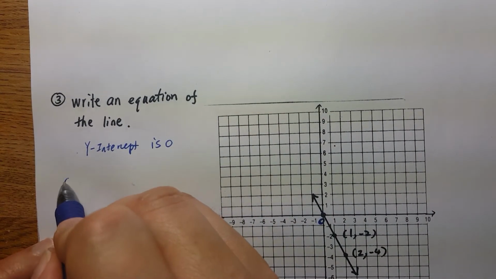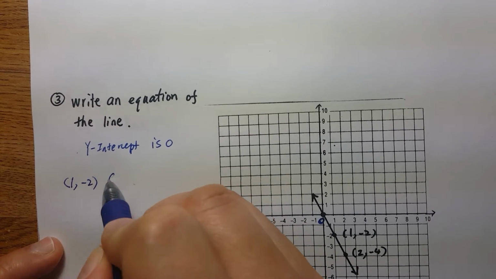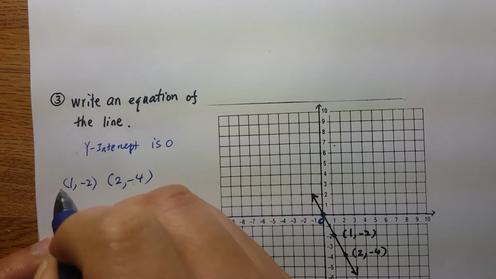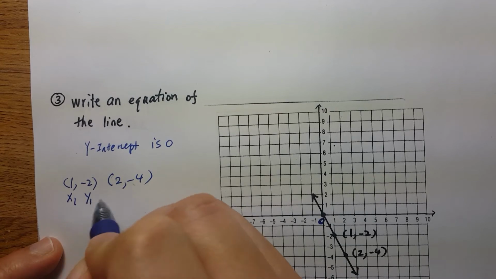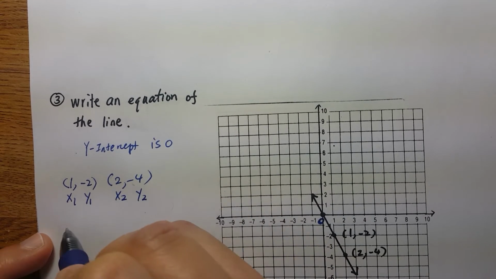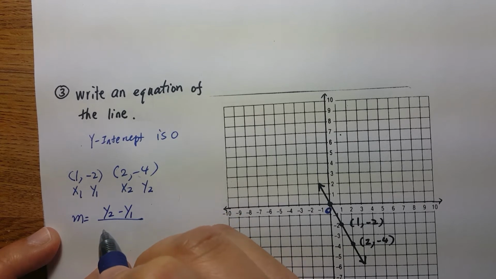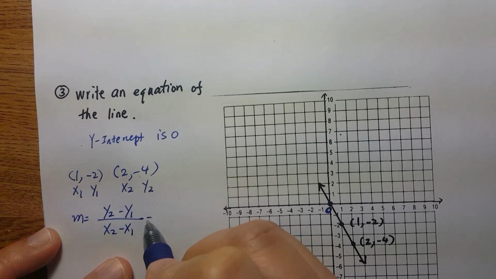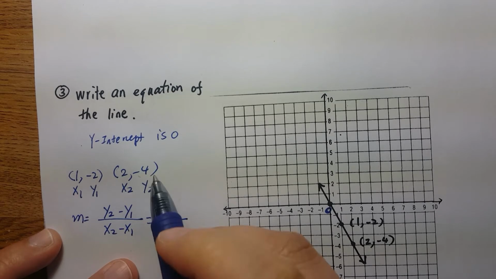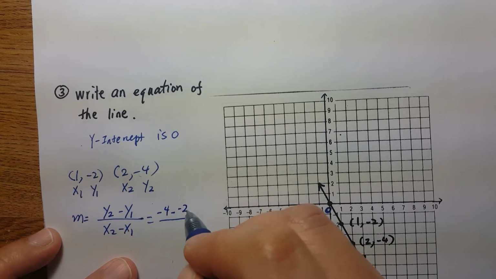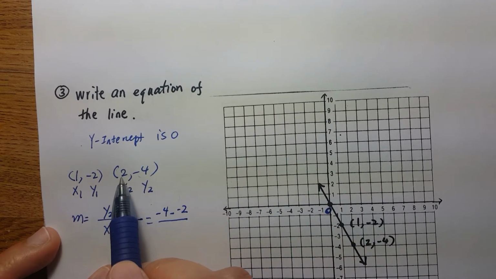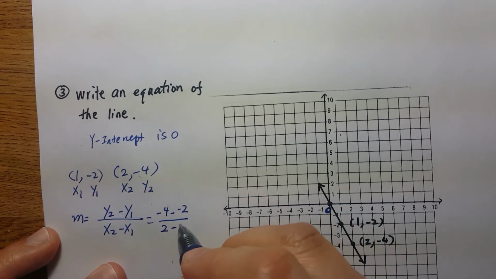Now we have to find the slope. We have 2 points, (1, -2) and (2, -4). So we have x1, y1, x2, y2. The slope m is equal to y2 minus y1 over x2 minus x1. So now we have negative 4 minus negative 2, and for the x, 2 minus 1.